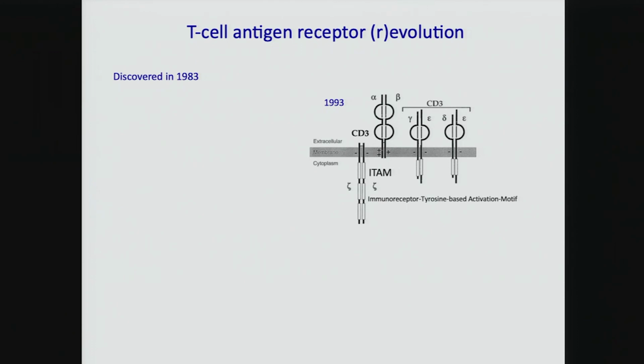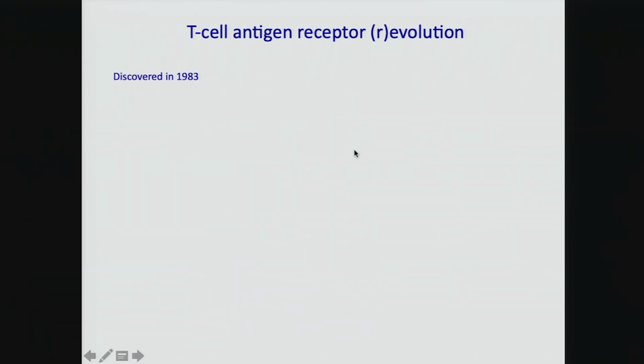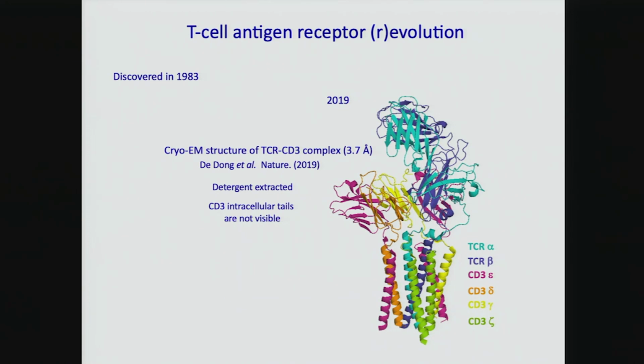The most important thing is this immunoreceptor tyrosine based domain that was discovered soon, like in the late 80s. I'll tell you more in another slide. But this then in 2019 becomes this. This is a cryo-EM structure published in 2019. This is a detergent extracted T-cell antigen receptor. The subunits are alpha, beta, gamma, delta, epsilon, zeta. In this structure, you don't have access to the intracellular tails because they are too mobile, you cannot see them.